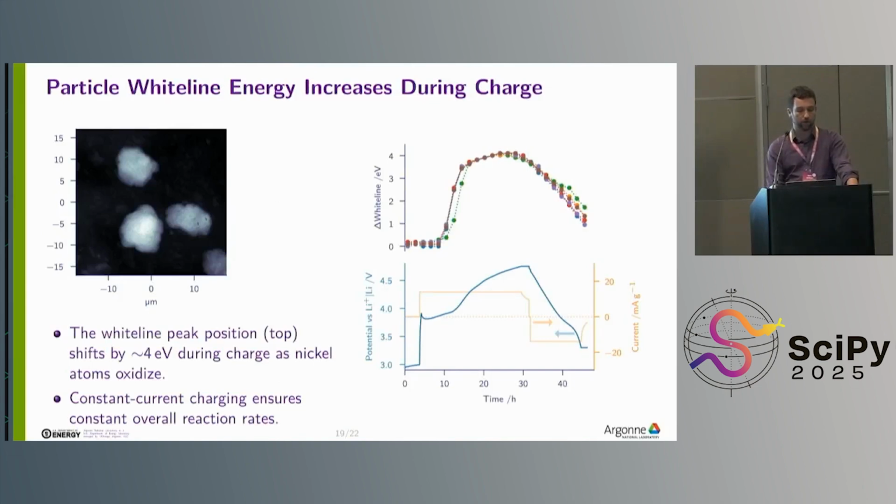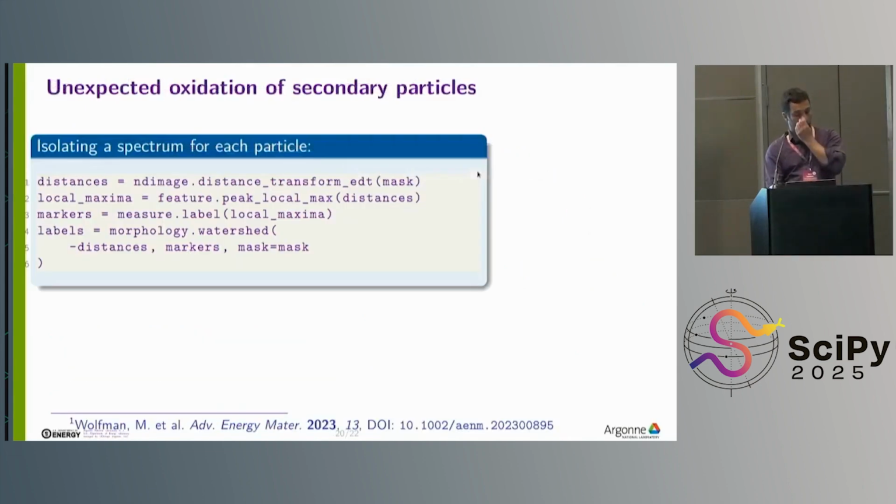So here's an example of some of those particles. We can see that they're oxidizing. This is the electrochemistry as the voltage goes up. The position of that white line also goes up, but you'll notice it doesn't go up smoothly the way we would expect. So there are some steps in here to isolate the individual particles. Most of this is SciKit Image stuff, but basically it looks at the distance from the edge of the foreground, and then it can fill that in and determine which particle is which.